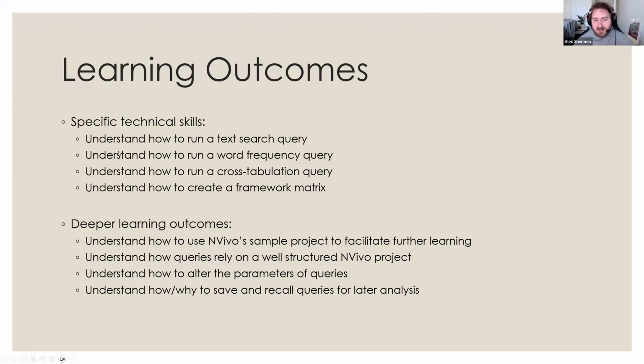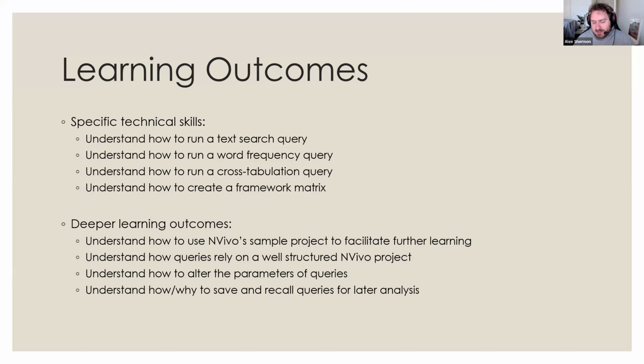And so there's kind of like 8 things to look at today, but you can split them into things that are of quite specific technical skills that we're going to learn, and then a few broader things. So we want to learn about certain types of queries that I think are quite useful and will help you in a lot of different contexts. So that's text queries, word frequencies, cross tables, and it's not a framework matrix, it's matrix coding. They're 2 different things, I now realize.